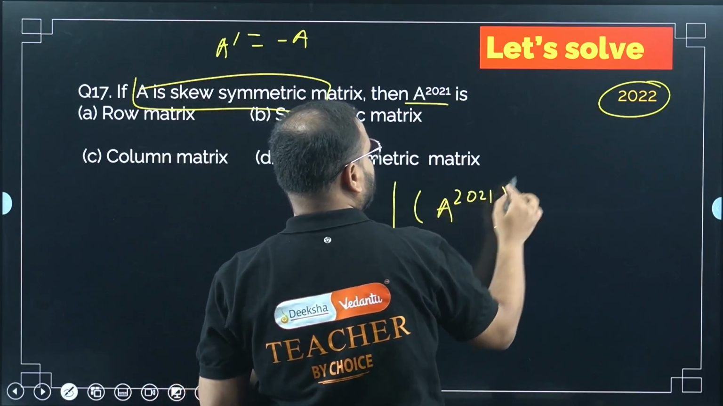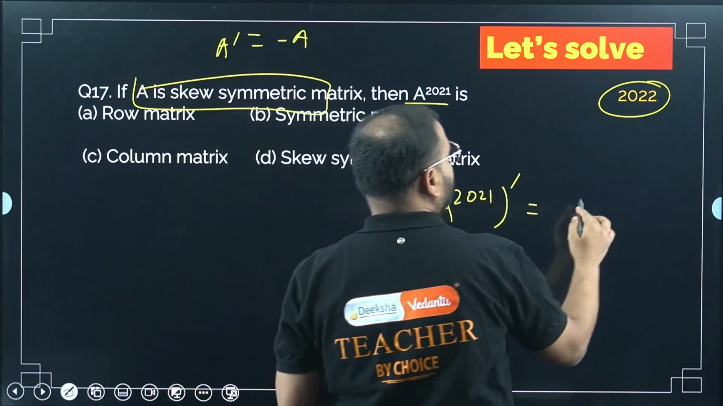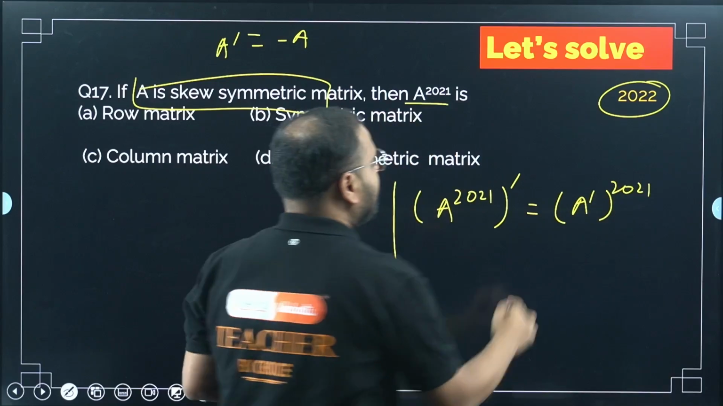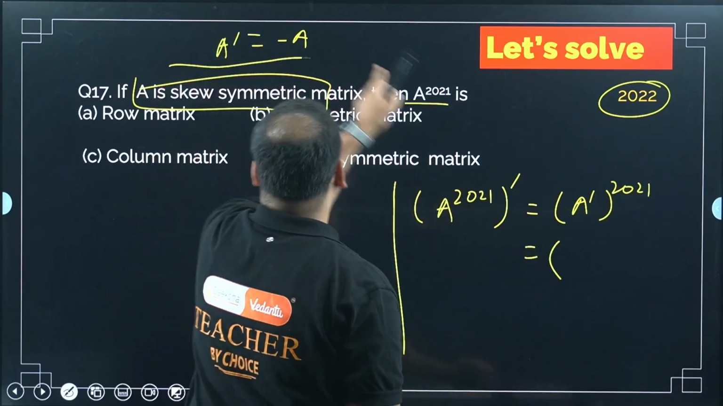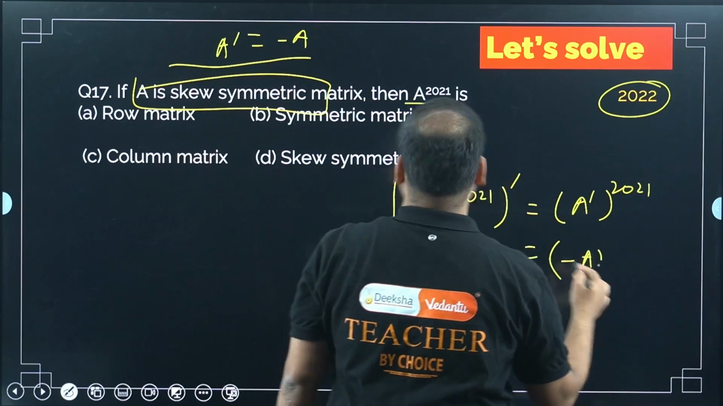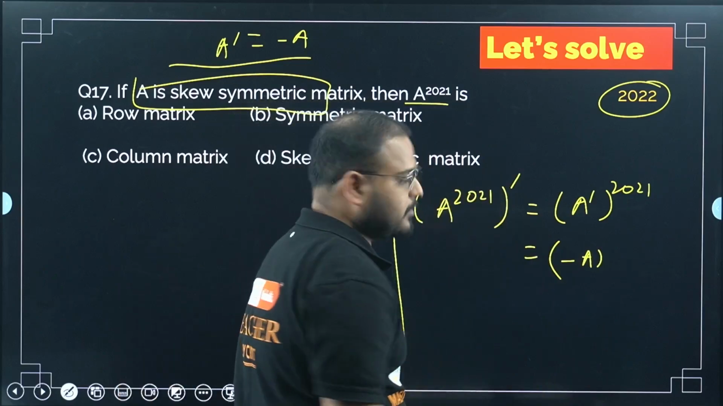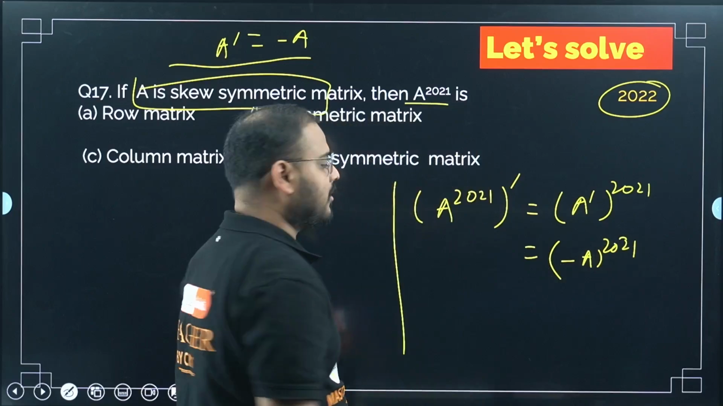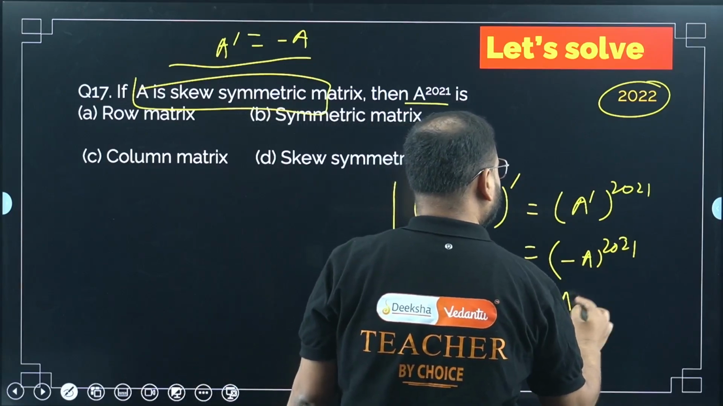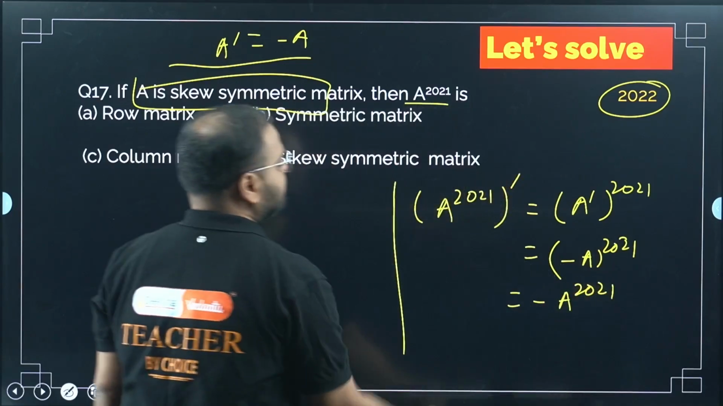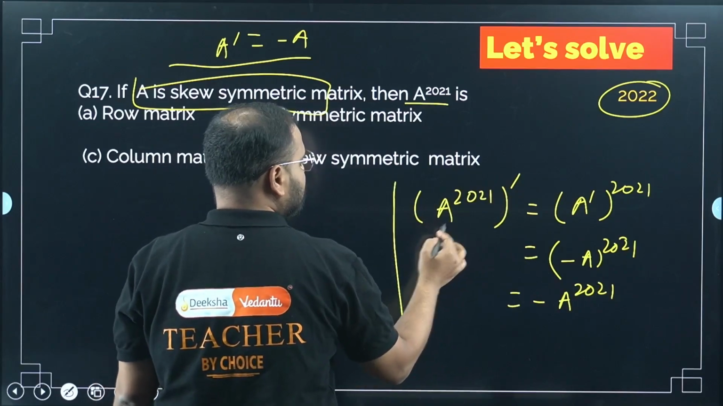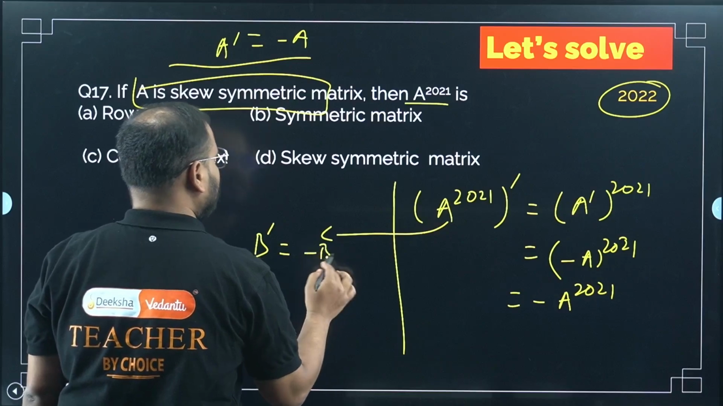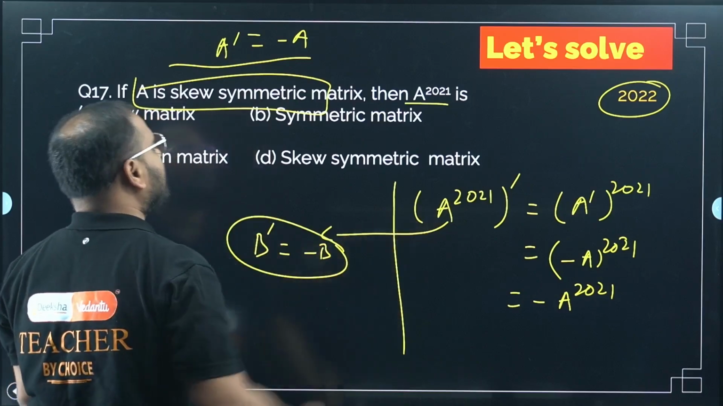A^2021 transpose will be what? You know this. This is going to be A transpose to the power 2021. What is my A transpose value? Please check here. Minus A, sir. Why? Given as skew symmetric. 2021 is odd or even? Odd. So it will remain as (minus A) power 2021. If this is a matrix B, then B transpose is coming as minus B. It means this is skew symmetric. So option D is correct.